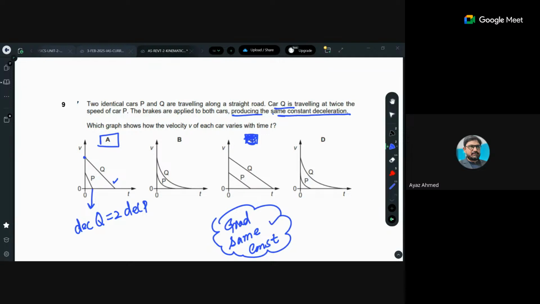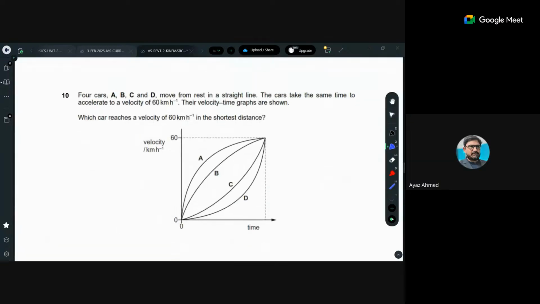So when they're producing the same constant deceleration, it means their gradients should be same, right? Because the gradient of a velocity-time graph is what? That is your deceleration, na? So that is the right option. Sorry, I got mistaken because I just shuffled the options in one of the papers. Is this clear to all? Okay. The next one is this one.